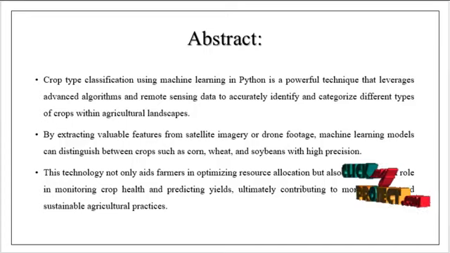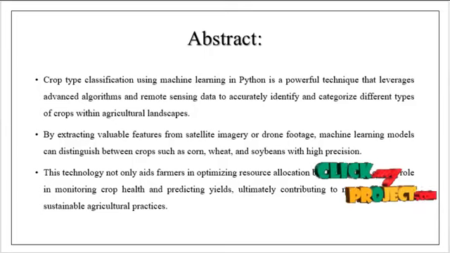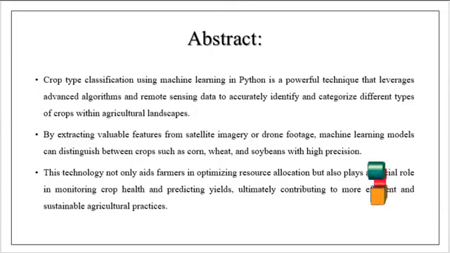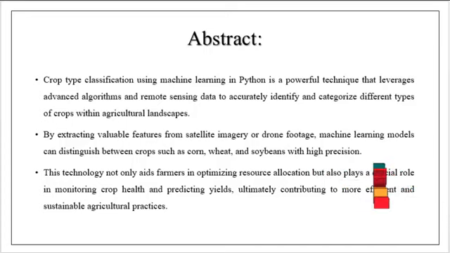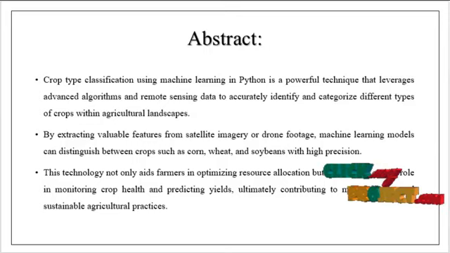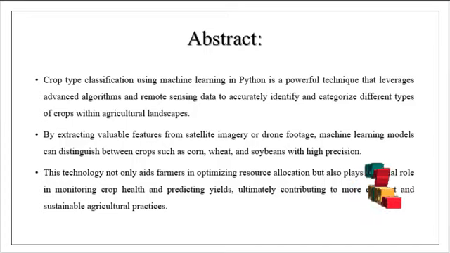Hence, in this process, we are going to implement digital image processing to detect the type of the crops, as well as detect the crops by their images by extracting valuable features from satellite imagery, or else digital images such as drone footage. The machine learning models can distinguish between crops such as corn, wheat, and soybeans with high precision. Hence, this process is mainly developed due to the high precision.